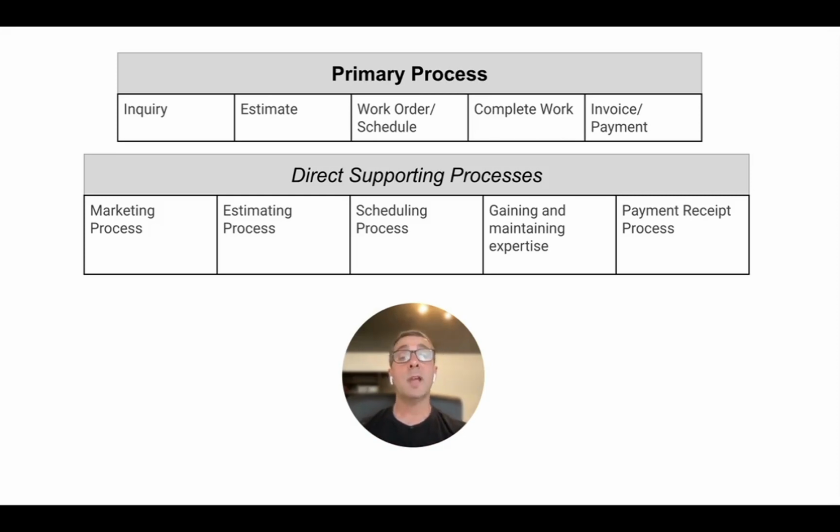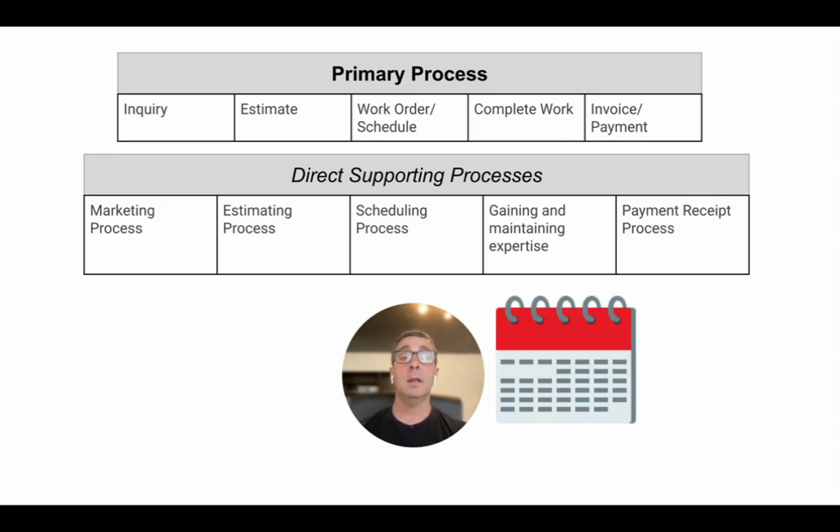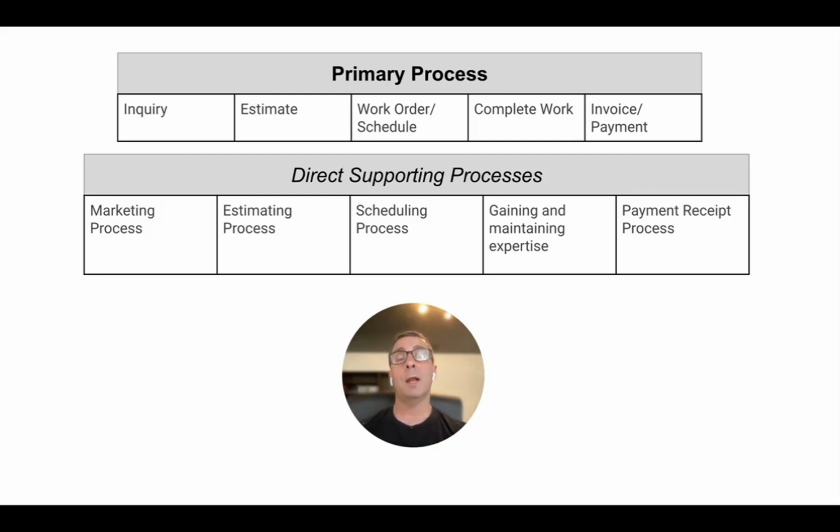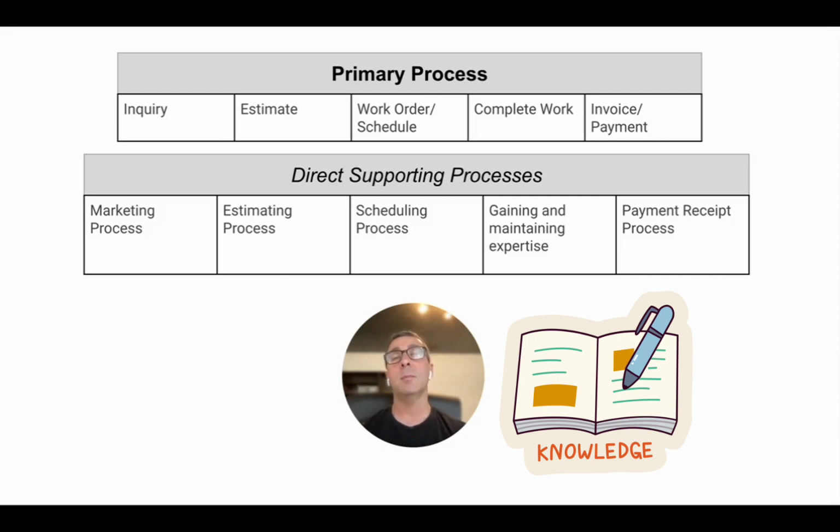Moving down the line to a scheduling process. How do I take this job that I just landed and put it on my schedule? How do I do that? Moving down the line, when I say completing work, if we use the example of two toilets and some blinds, you have to be able to complete that work.